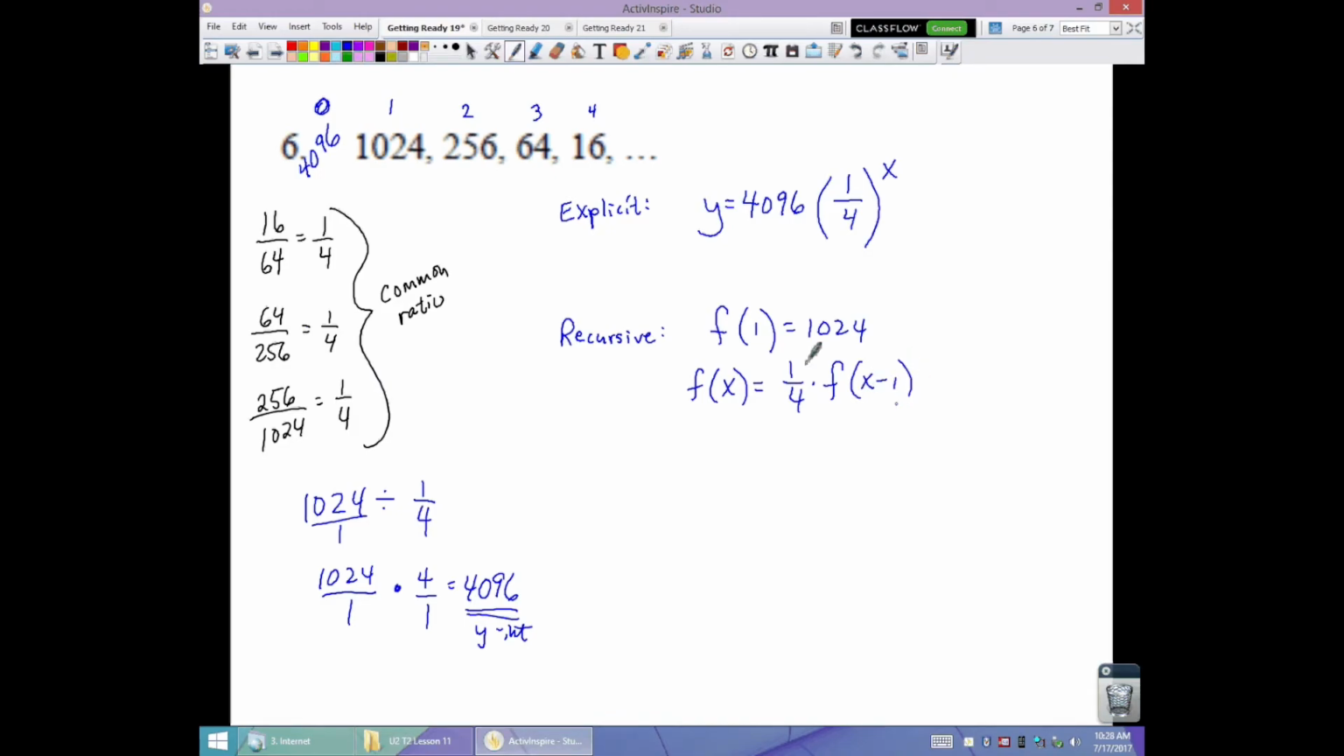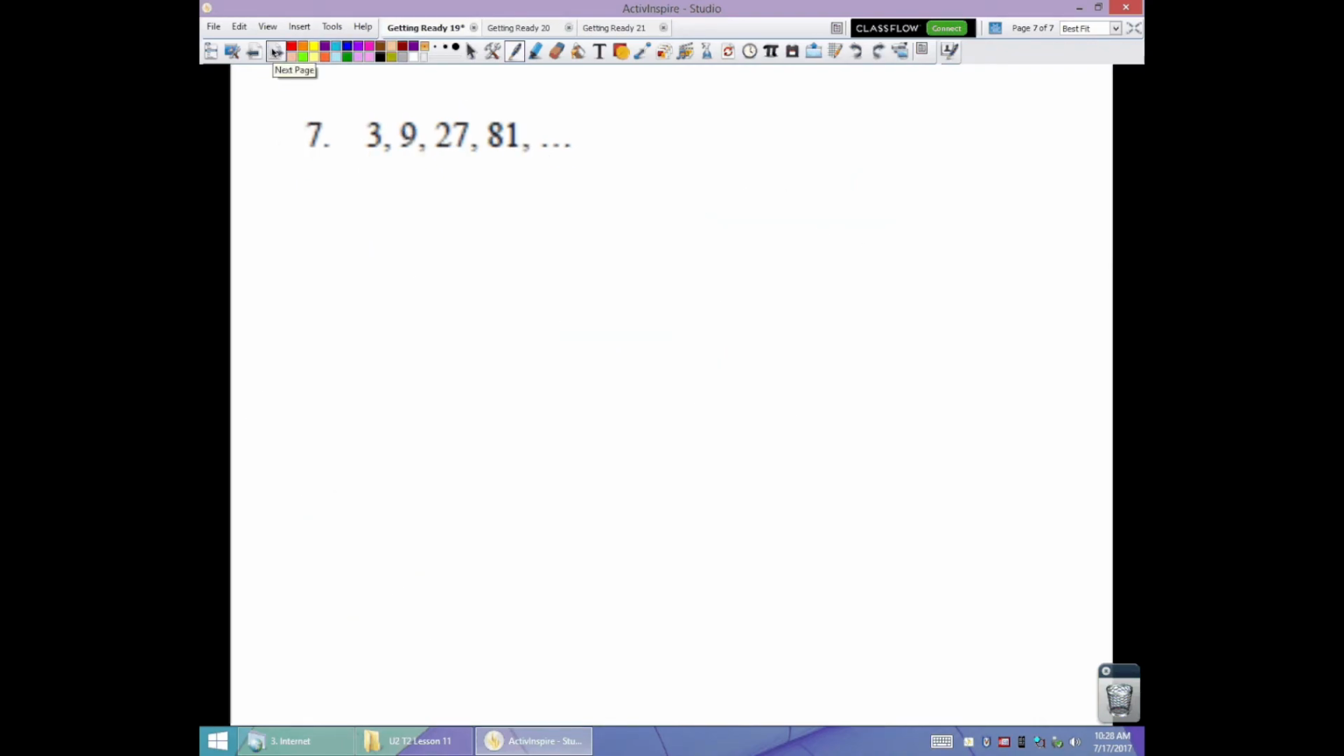Notice this time I wrote the multiply by 1/4 in front. That doesn't matter. I just wanted to change it up so it wouldn't bother you if you saw that somewhere. Remember, the order of multiplication doesn't matter, so you put times 1/4 in front or in the back. They're both correct. They mean the same thing.